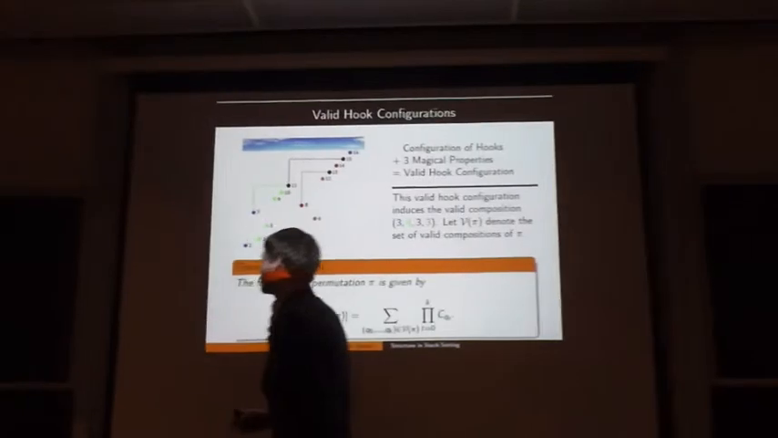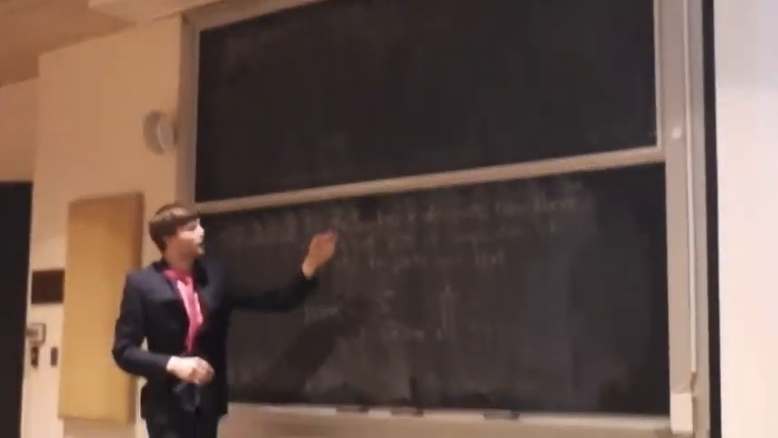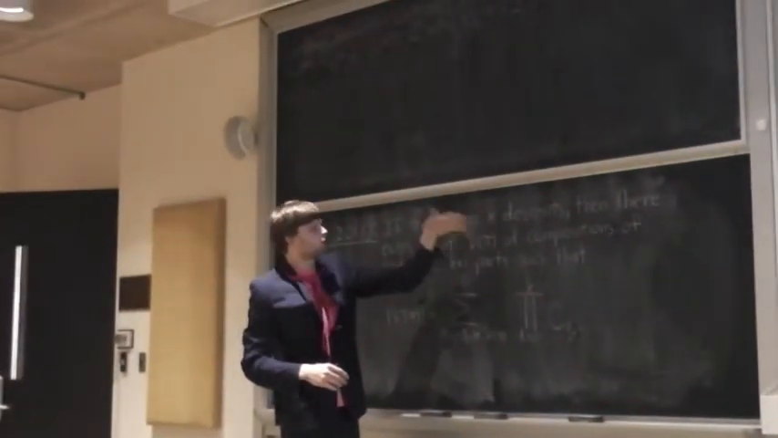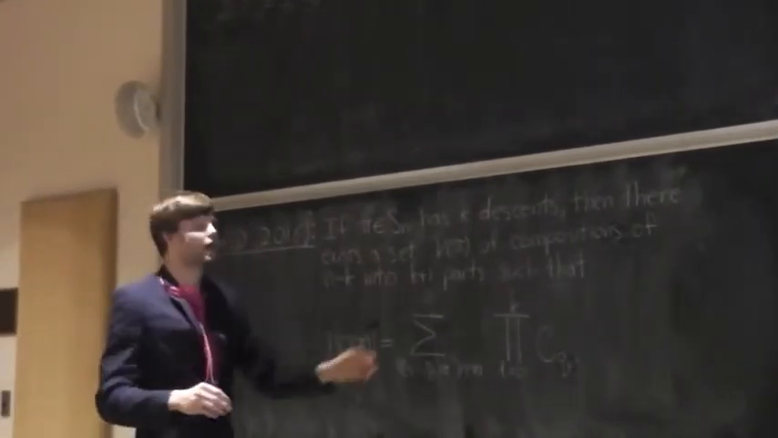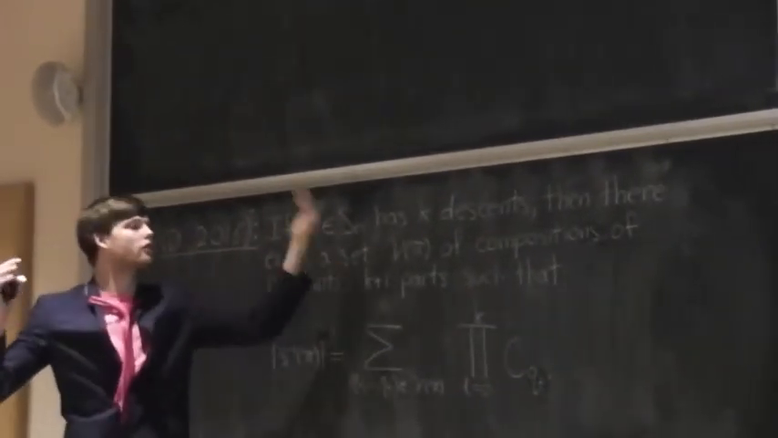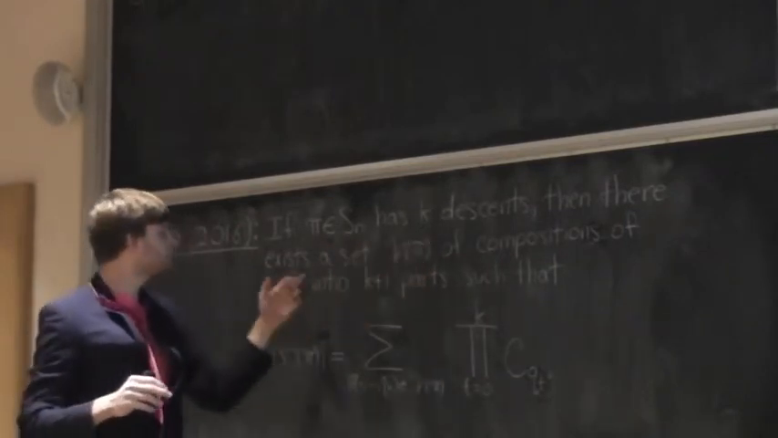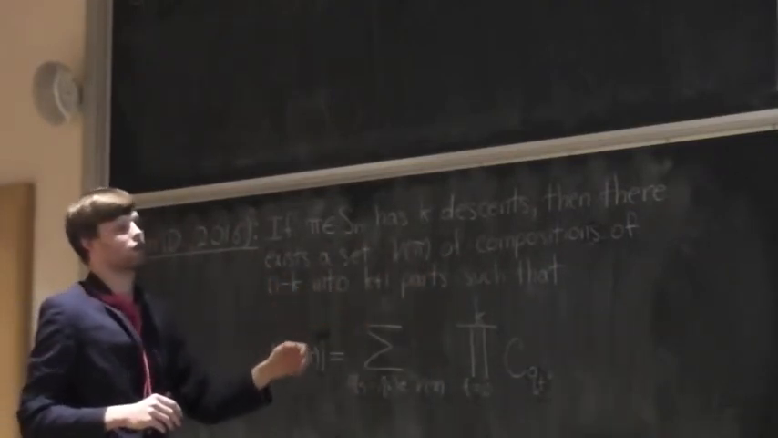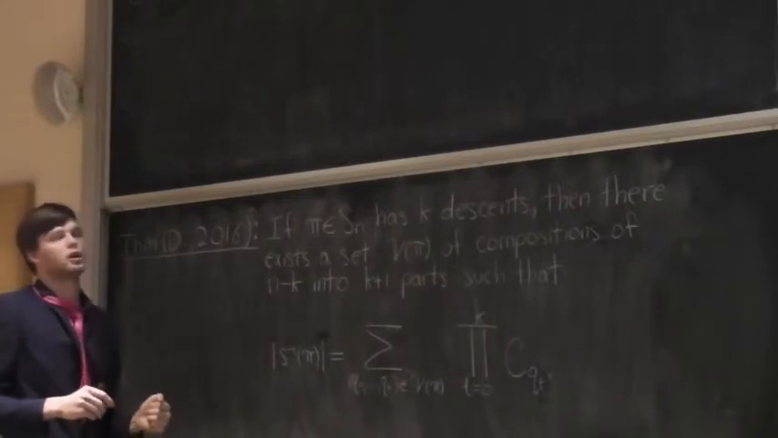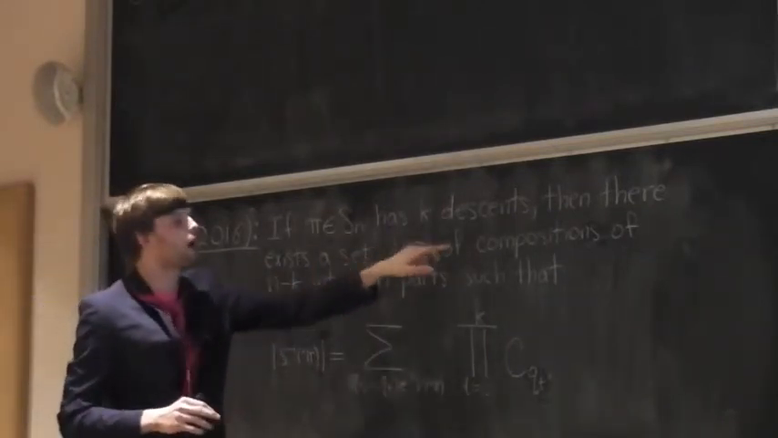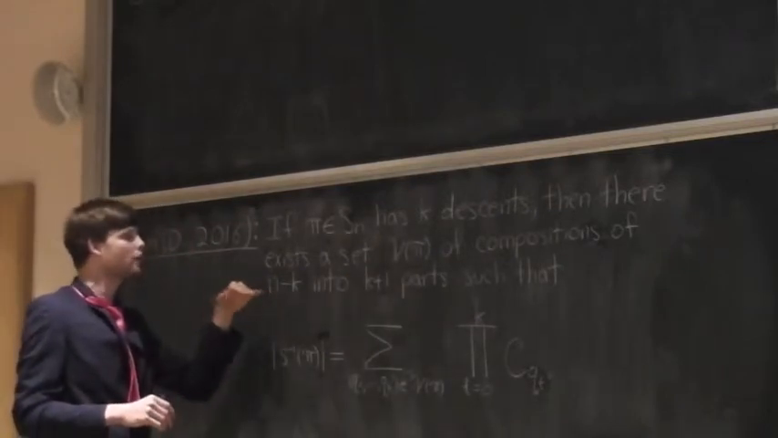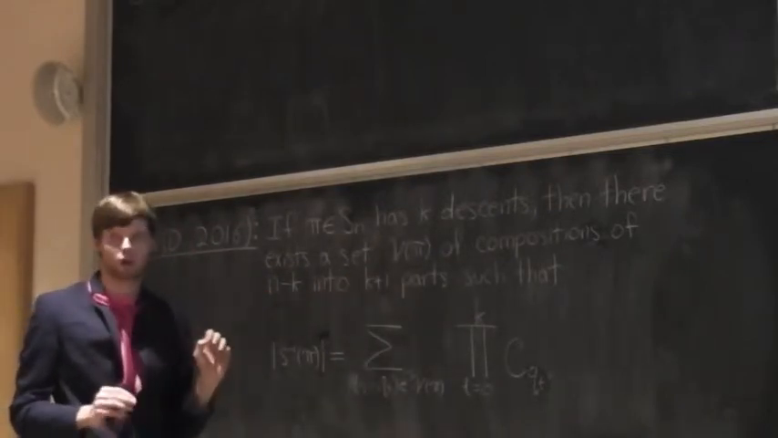All you actually need to know is what I've written here, which is that if pi is a permutation of length n, and let's say pi has k descents, so there are k places where it goes down, then there exists a set V of pi. I'm not telling you how to find it, I'm just saying there exists a set V of pi of compositions of n minus k into k plus 1 parts such that this formula holds. So one of the important points here is that it turns out that every valid composition of pi is actually a composition of the number n minus k into k plus 1 parts.